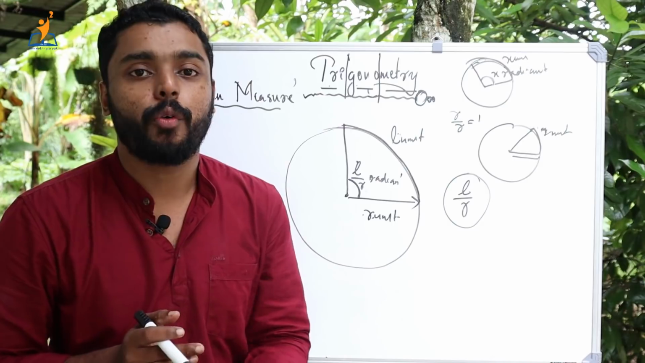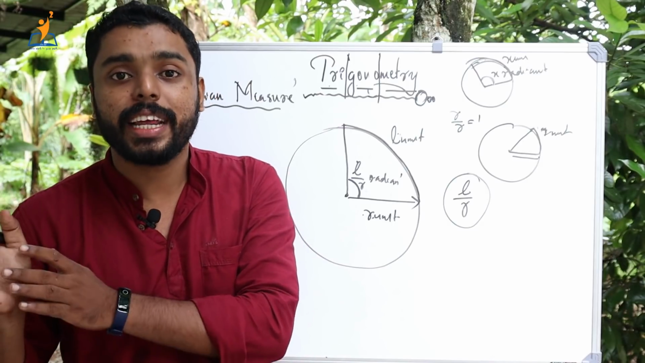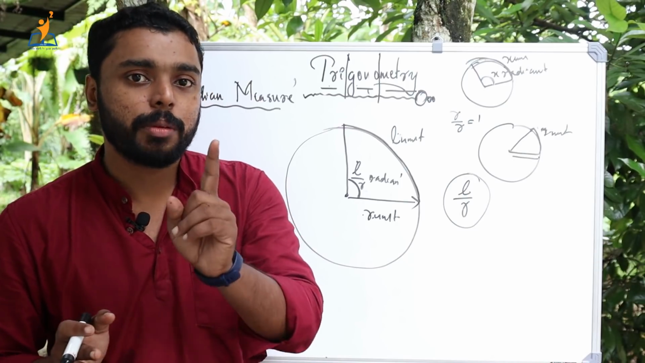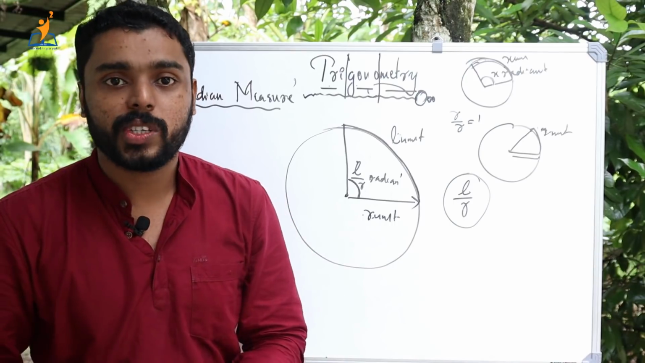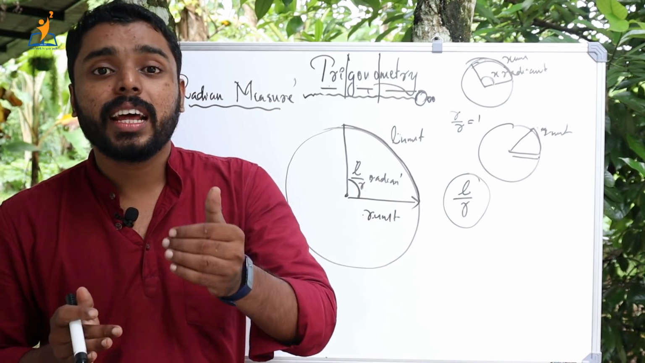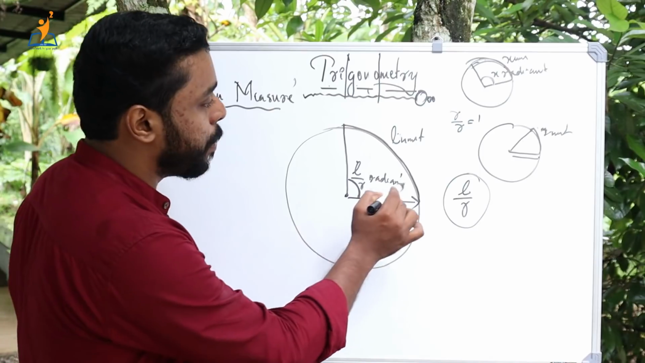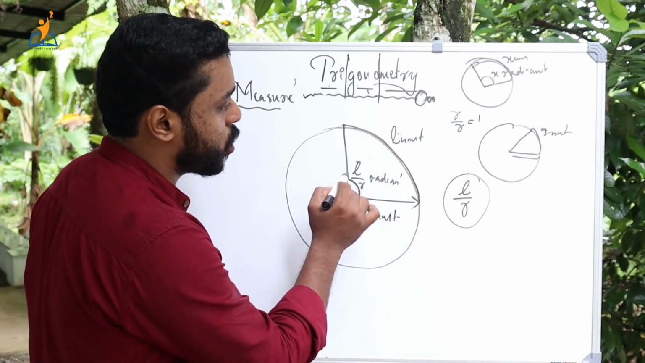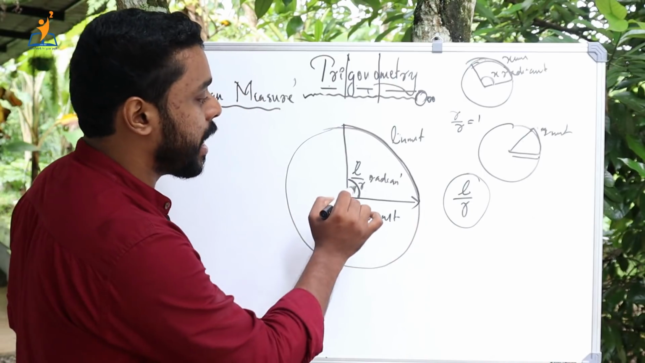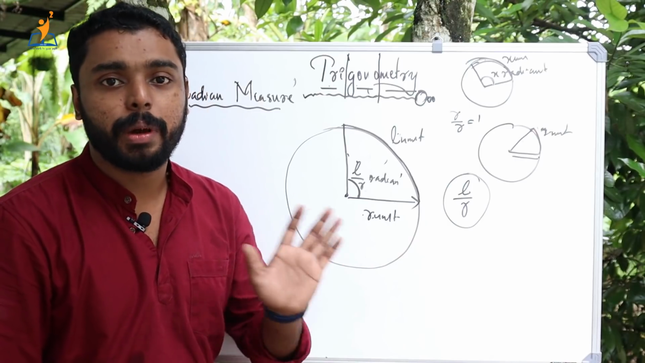Suppose we are provided with an arc length of r unit for a circle of radius r units, then r by r is equal to 1 and the angle formed at the center is nothing but 1 radian. And if the arc length is L, which is not equal to r, then the angle formed at the center can be easily evaluated by L by r. So if the arc length is L unit and the radius is r unit, then the angle formed at the center is L by r radian. As simple as that, L by r radian.